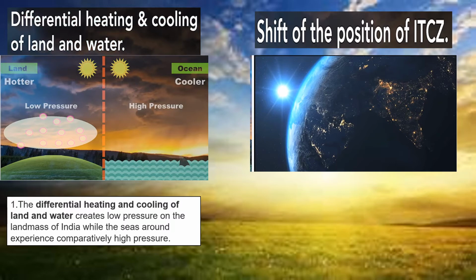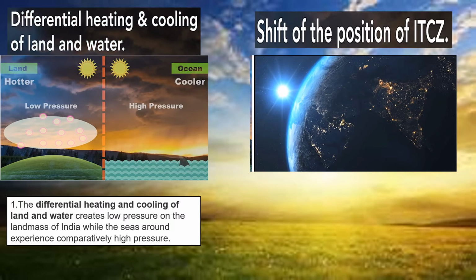The first one is differential heating and cooling of land and water. This I have already explained in my previous slide. The differential heating and cooling of land and water creates low pressure on the landmass of India while the sea around it experiences a comparatively high pressure.